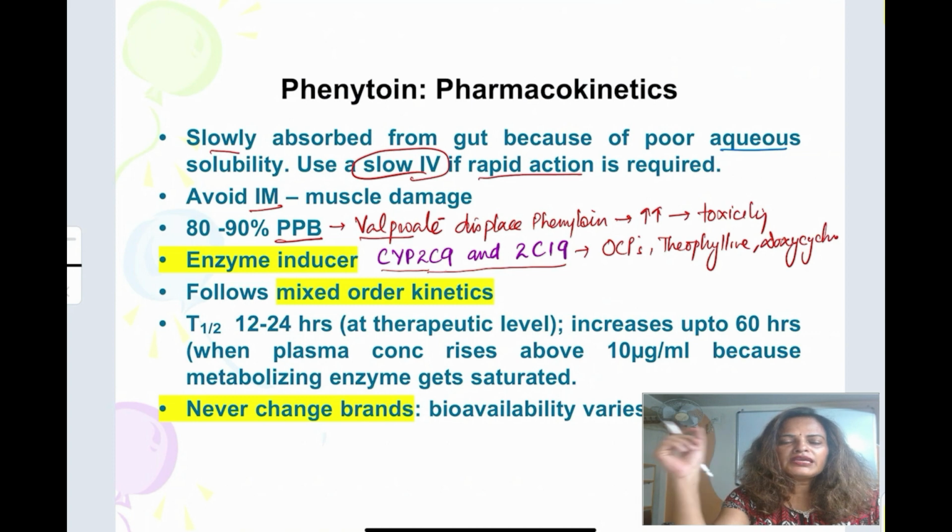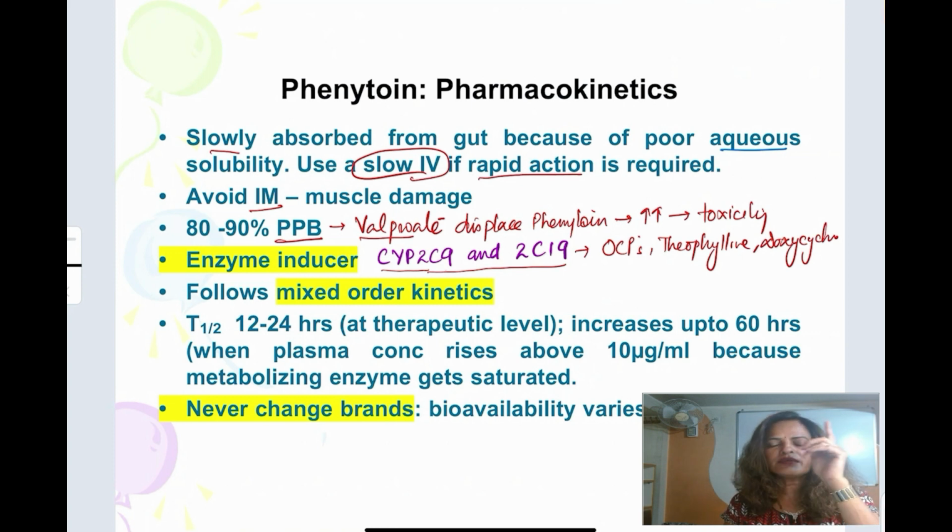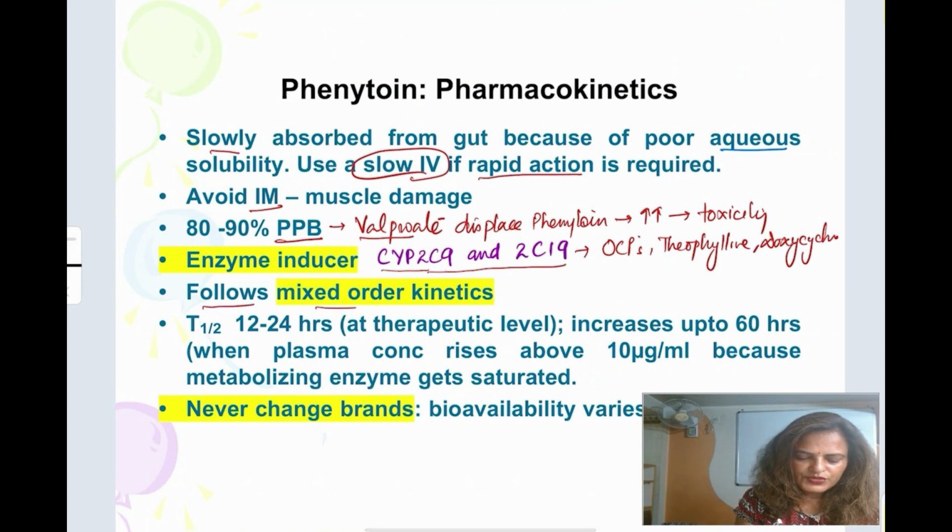Then being an enzyme inducer, its interaction with another enzyme inducer like carbamazepine, another anti-epileptic drug, that is also an enzyme inducer. So if you give both drugs together, they are going to induce the metabolism of each other. And if you give it with phenobarbital, then again the metabolism of both will be induced. Phenobarbital is also going to inhibit its metabolism. So there are various drug interactions. In another slide, you will be seeing the different drug interactions seen with phenytoin.